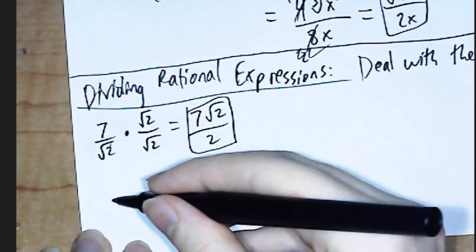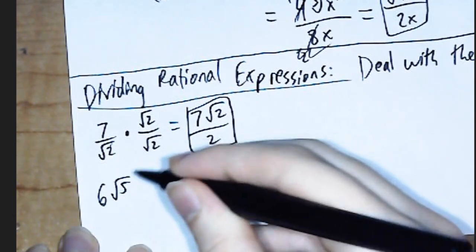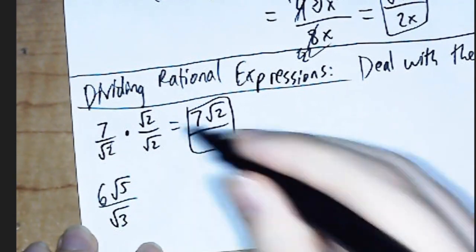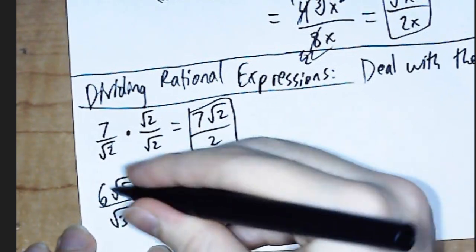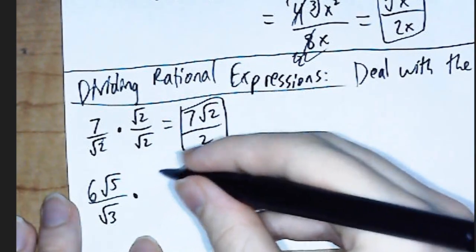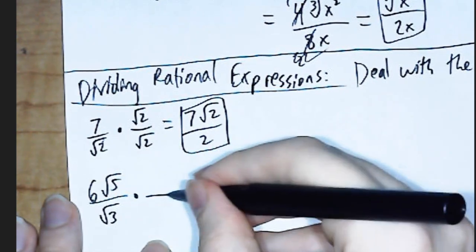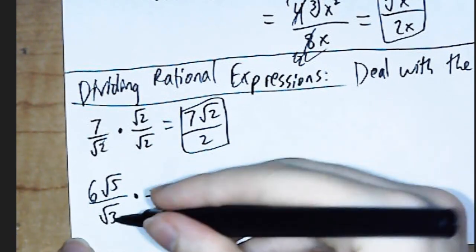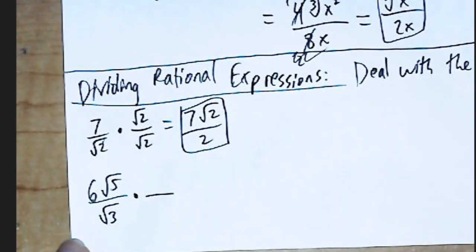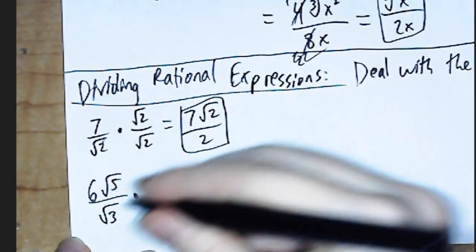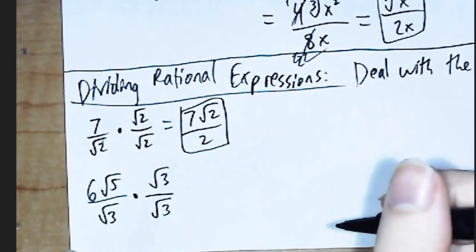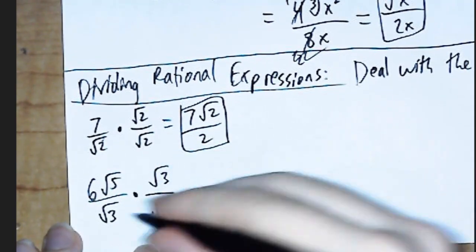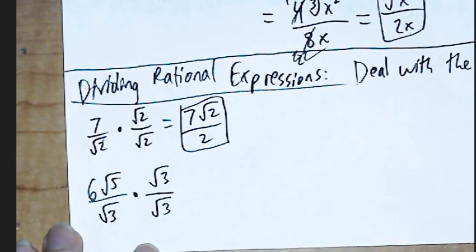All right, the next one is 6 square roots of 5 over the square root of 3. We're going to multiply both the top and bottom by, again, we're just rationalizing the denominator. We're not even touching the numerator yet. So the denominator is the square root of 3, so we're going to multiply both the top and bottom by the square root of 3. Again, this trick only works with square roots. With cube roots or higher, we have to put it in exponential form first.